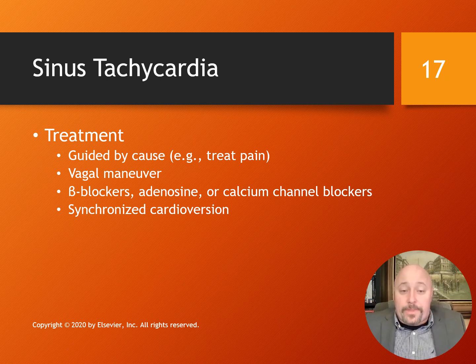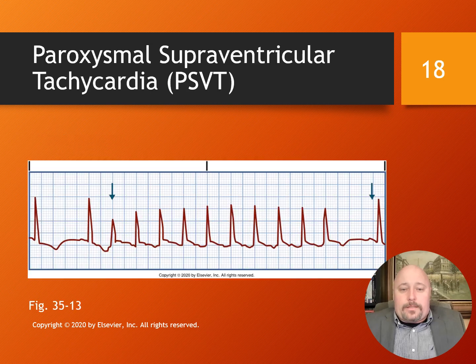to a safe level. We also may use drugs such as beta blockers, adenosine, calcium channel blockers, and in extreme cases, synchronized cardioversion. Next would be supraventricular tachycardia. This is like sinus tachycardia, but extremely fast, characterized as over 150 beats per minute.